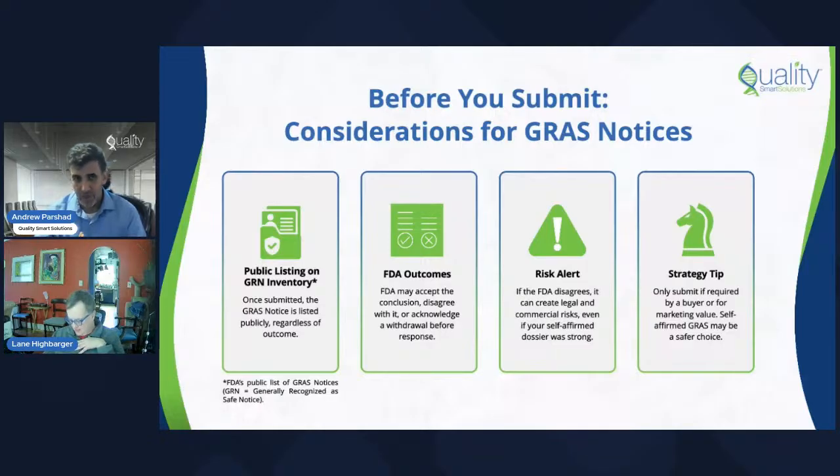As you may know, there is a public list on the GRN inventory. You can Google GRAS notice inventory. You can see all the historical data. You can see the PDFs of the GRAS notice, the dossier that was submitted. You can see the questions that the FDA asked, and that's all public for you to review. Once it gets submitted to the FDA, it is going to be listed publicly, regardless of the outcome. It's not getting erased. There is no removing of it. So that's number one.